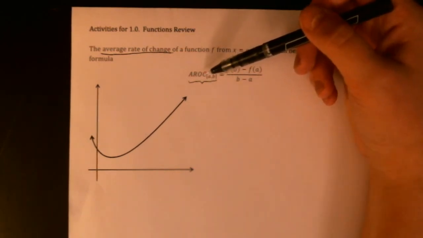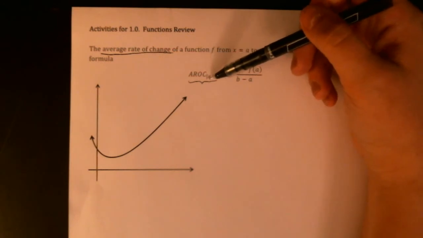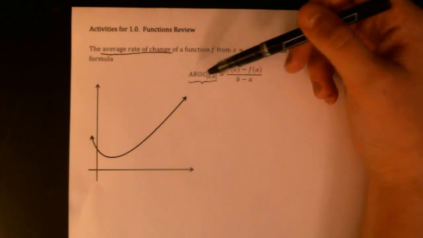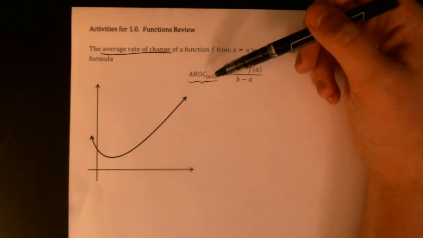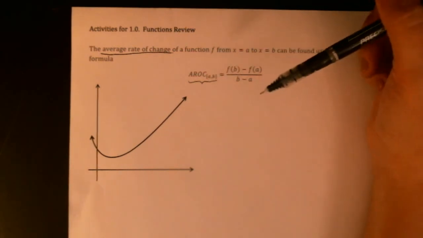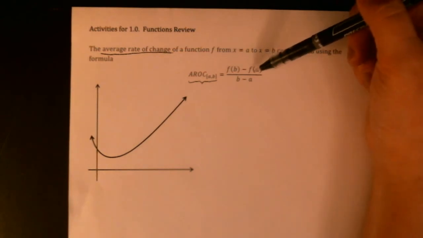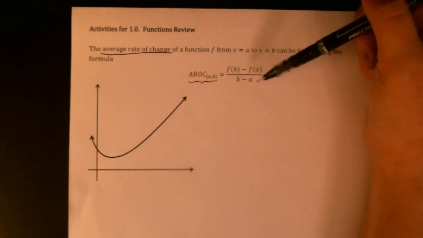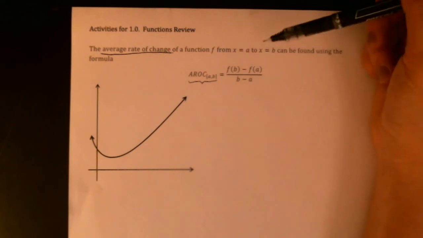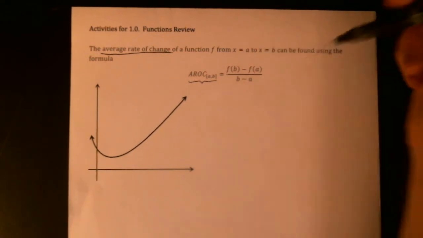So AROC is the average rate of change, and then this is just interval notation. So we're looking for the average rate of change on the interval x equals a to x equals b. And the way you'd calculate that is you'd take f of b minus f of a, and you divide all of that by b minus a. So we know this b and this a are x values.